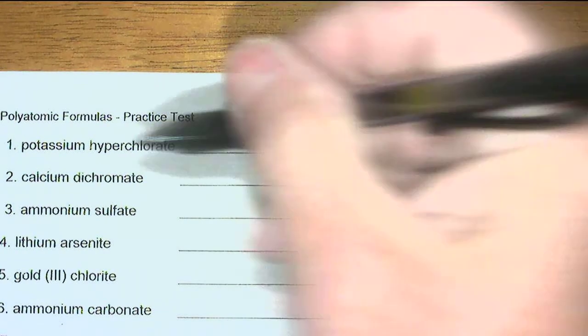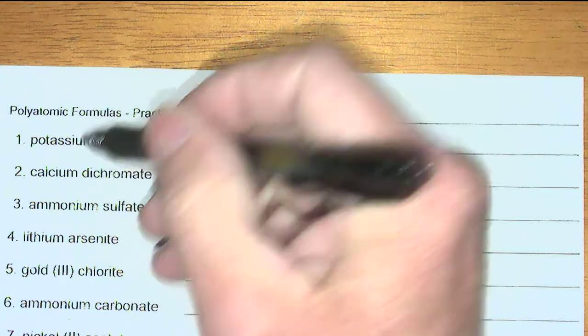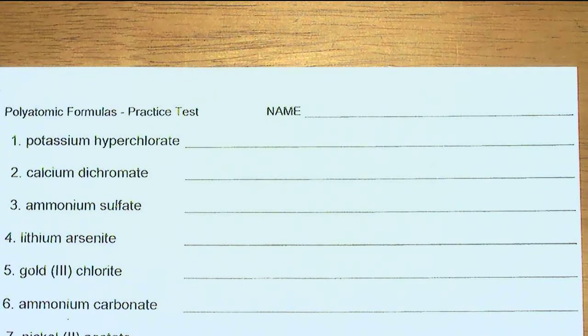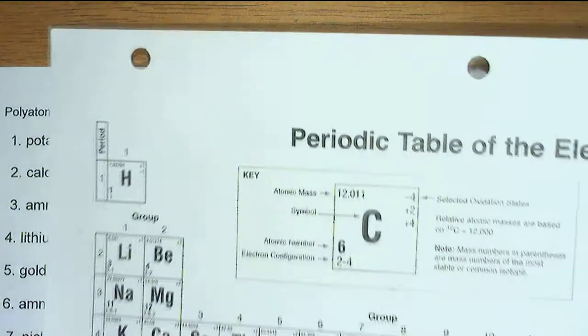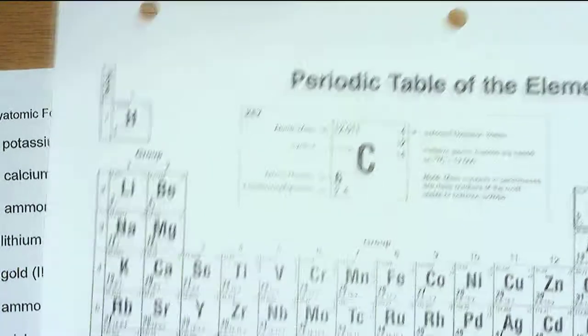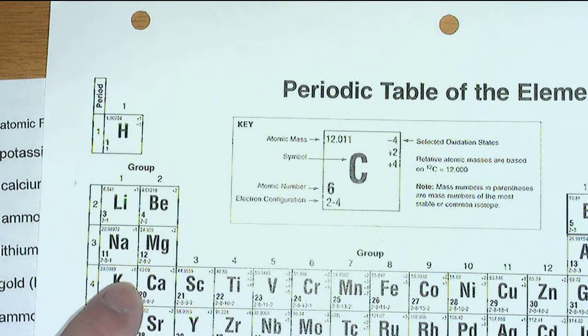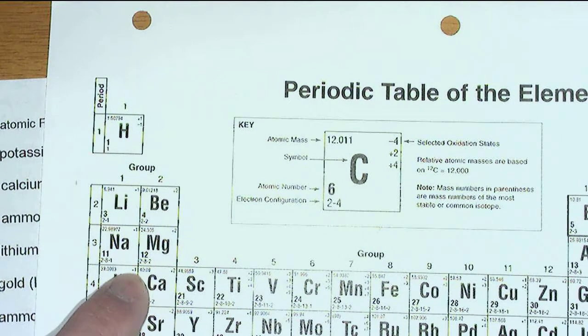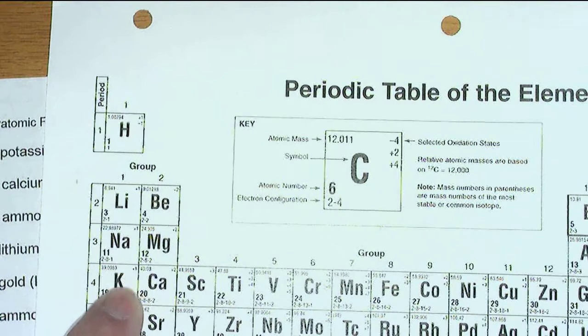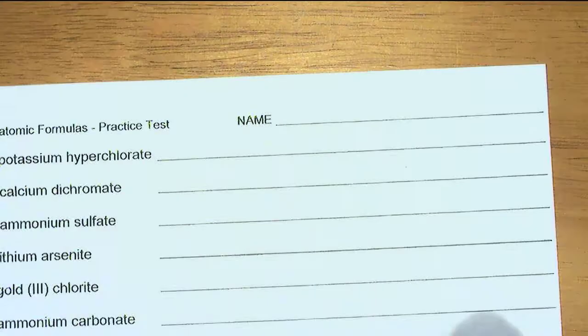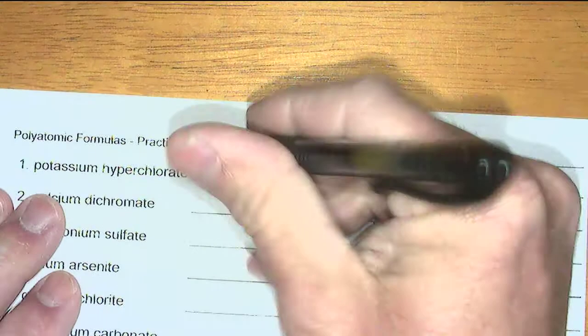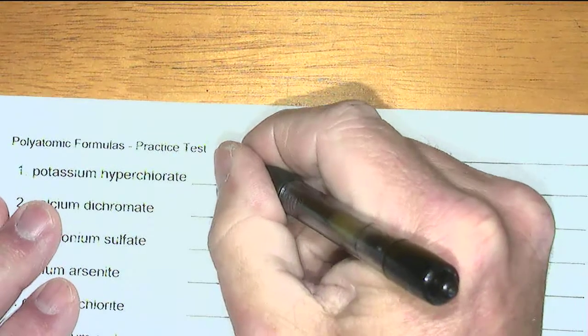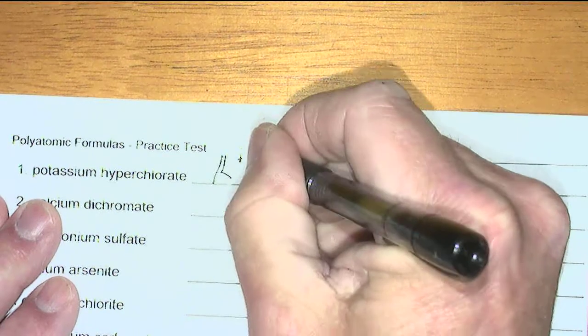Okay, first of all, we look at our metal. In this case, it is potassium. And I'm not going to do this every single time, but just to make sure you know, we would find potassium on the periodic table. Here it is. And you notice that the oxidation state for potassium is always a +1. So I'm going to put my symbol for potassium here. Assign it a +1.